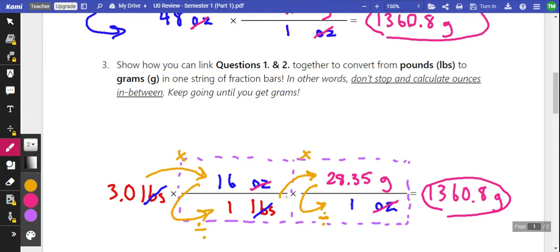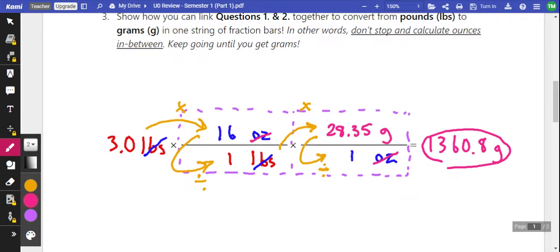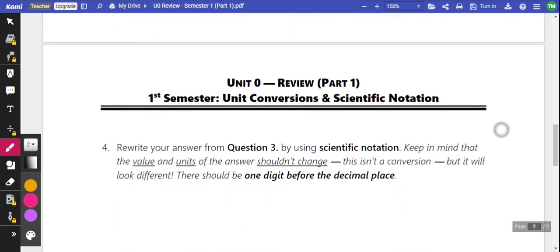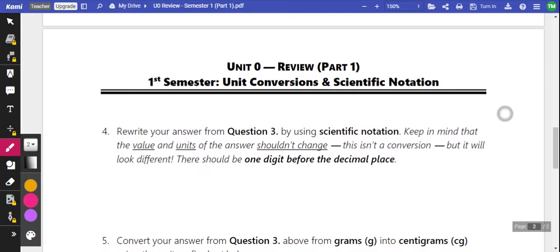You're just stringing along conversion factors to keep canceling out units you don't want until you get the ones that you do. So I promise this will be a helpful skill in the future. We're not just trying to make you jump through hoops. Let's keep going. All right, rewrite your answer from question 3 by using scientific notation.